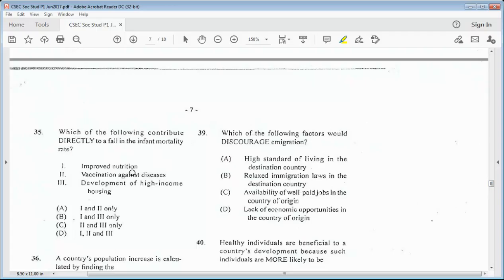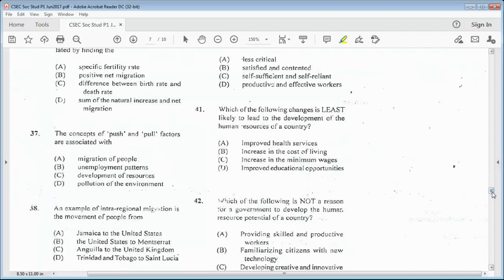Improve nutrition. Yes. That would contribute to a fall in infant mortality rate. 2, vaccination against diseases. Yes. That would contribute to a fall in the death of infants. And 3, development of high income housing. Well, that is totally out. So our answer should involve 1 and 2 only. So A. Let's go on to number 36.